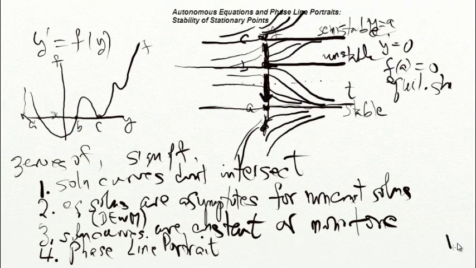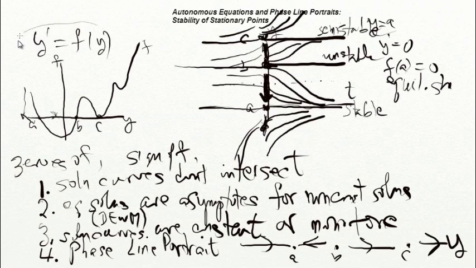So I'm going to draw the y-axis horizontally now. Here are the points A, B, and C. And then to the left of A, the points are going like this. And between A and B, they go like that. Between B and C, like this. And above C, they also go in that direction. So there's a phase line portrait for this differential equation under the assumption that the graph of f looks like this.